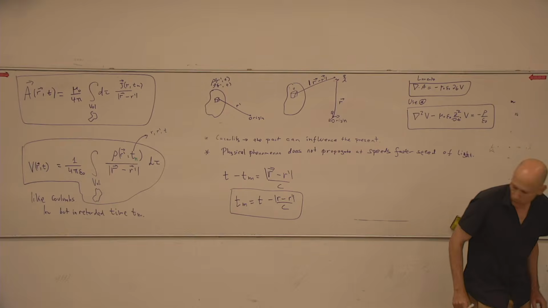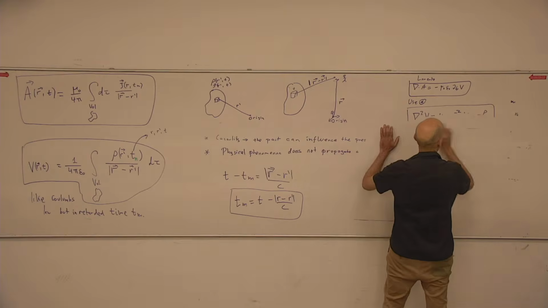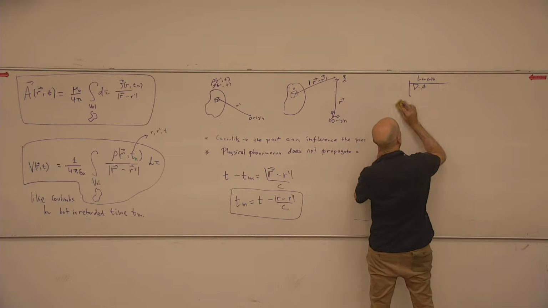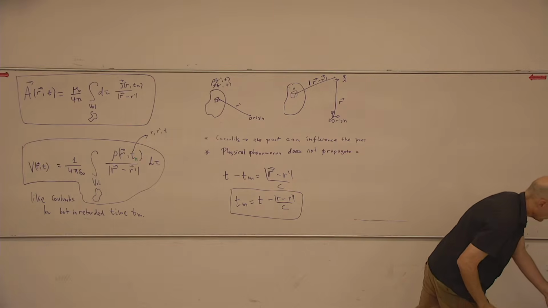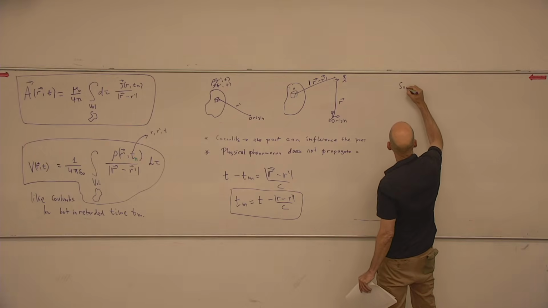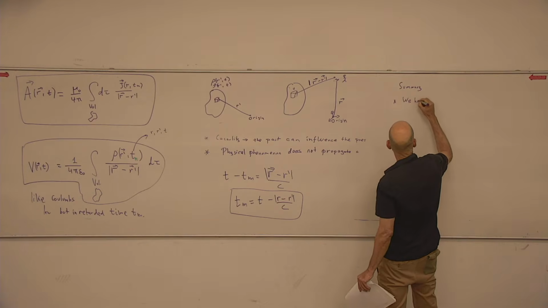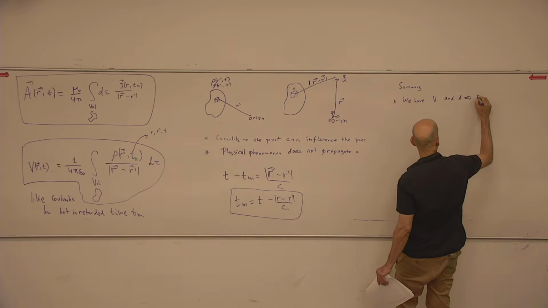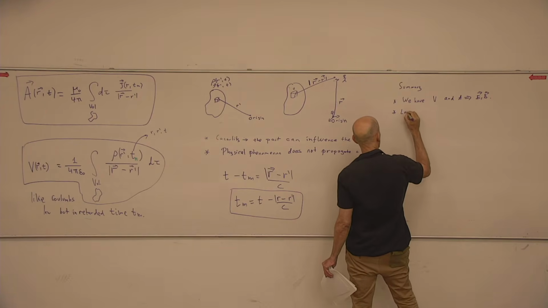Yeah, okay. So let us summarize this part. The summary now is we have, in principle, V and A, from which we can get E and B. We use the Lorentz gauge.